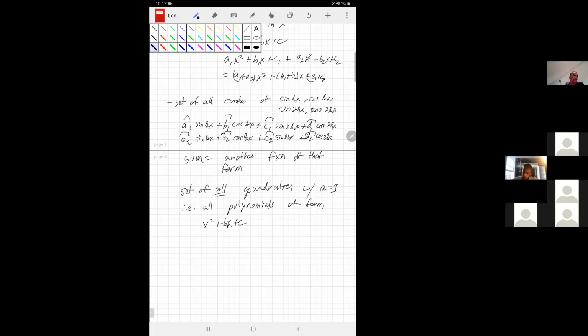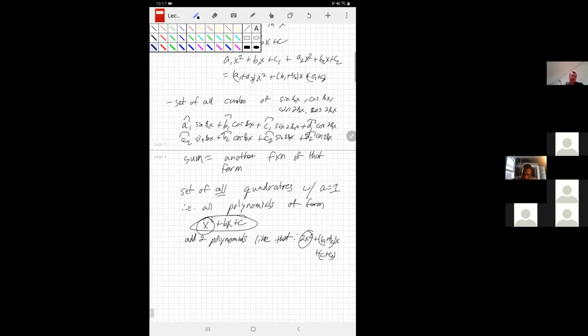No, we don't. Because if I were to add two polynomials like that, I get 2x squared plus (b1 plus b2)x plus (c1 plus c2). That's not of the original form. The original form had just x squared. The new one has 2x squared. So we have to be a little bit careful.